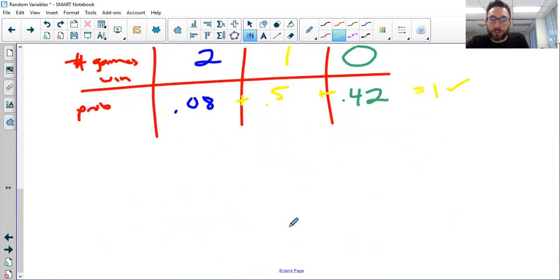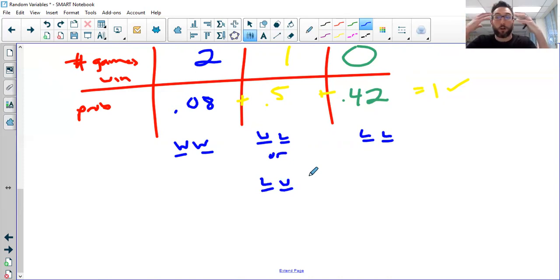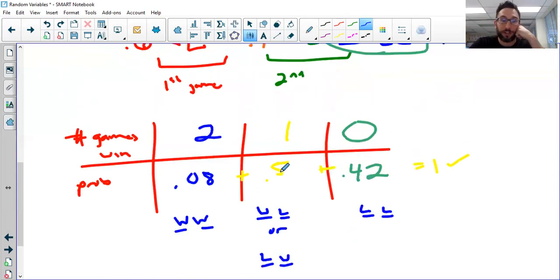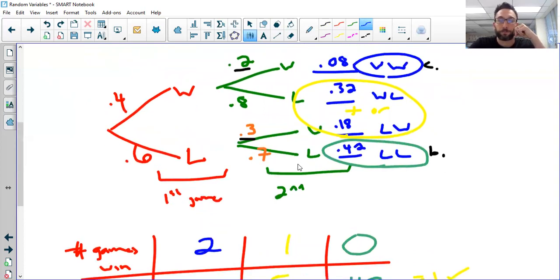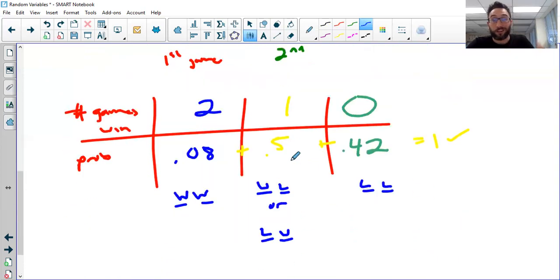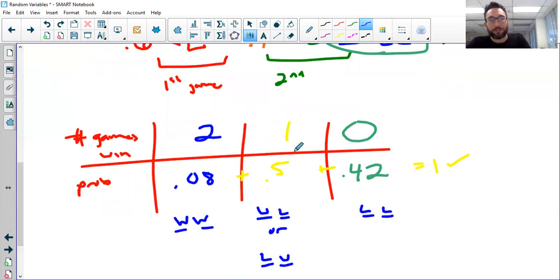And again, we could do this without the tree, but that can be tricky because there's a lot to think about. This would have to be win and win. This would be lose and lose. This would be win and lose or lose and win. But then you have to keep track of all those different probabilities that are changing in your head. So I really think the tree diagram is the way to go for this one. From there, to get expected value, it's 2 times 0.08, 1 times 0.5, 0 times 0.42, and add them up.